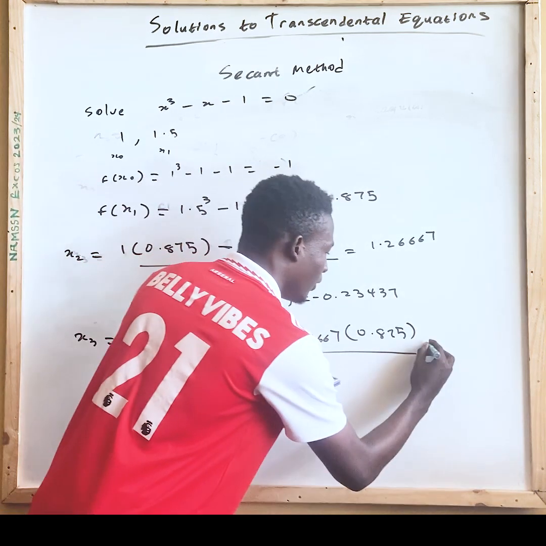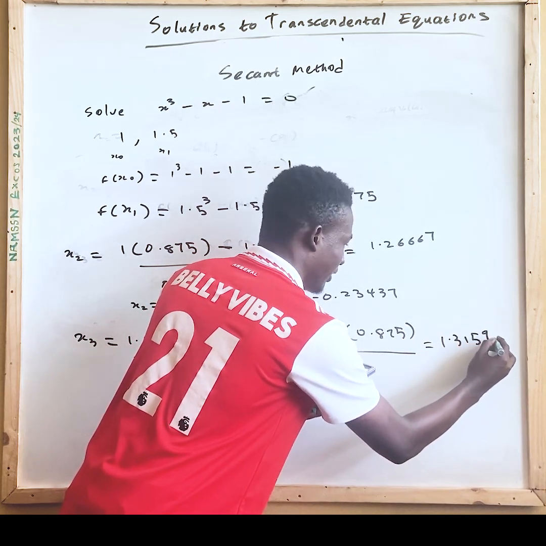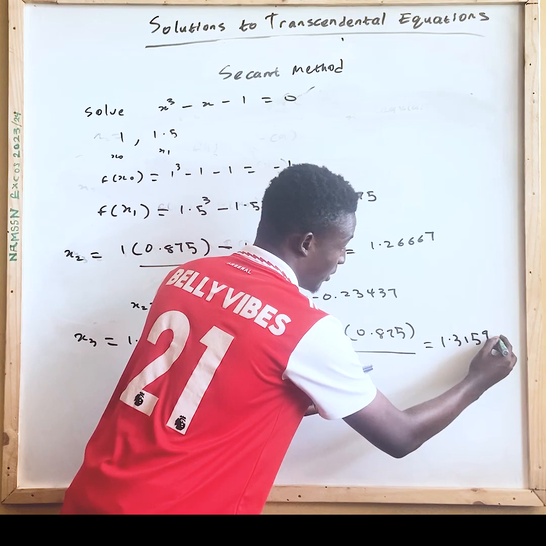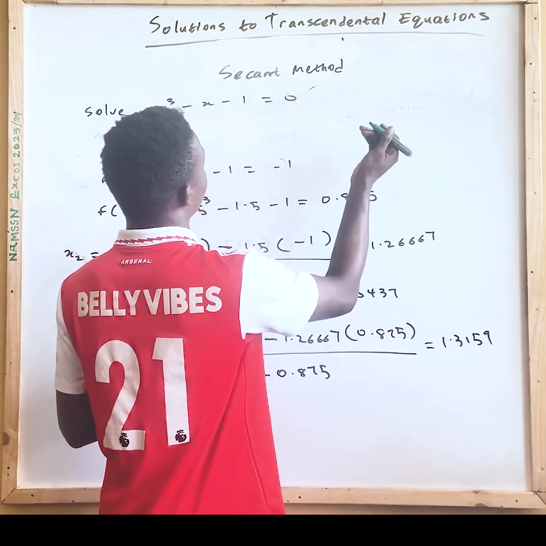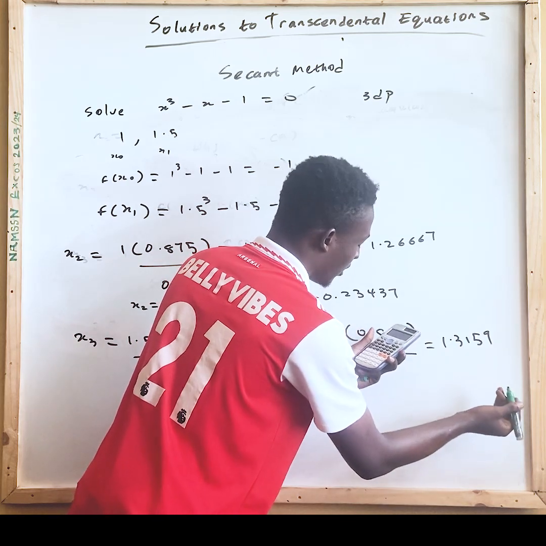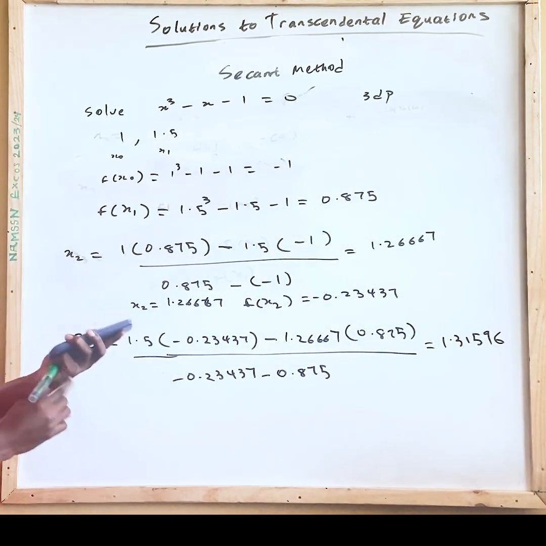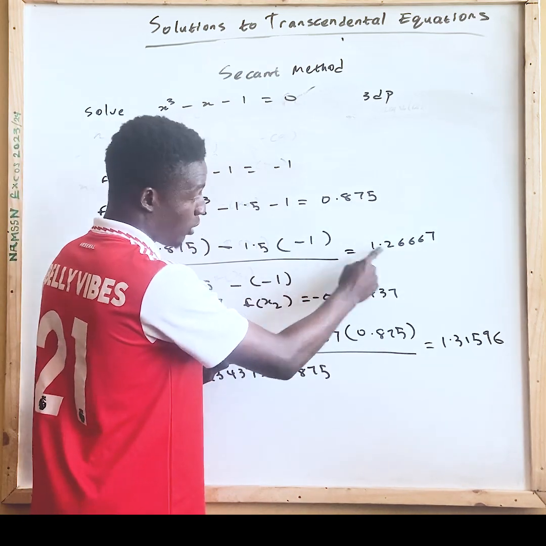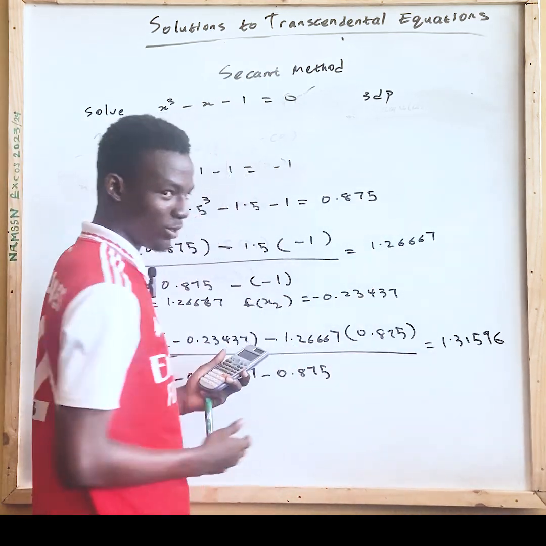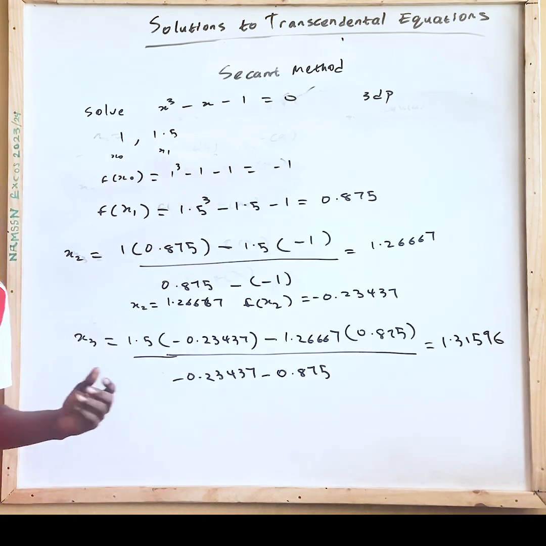Good. So I'm having 1.3159. Okay, let me add one more decimal place. Let's say our answer is to be in 3 decimal places, so let me add one more, 6. Now, what do you notice? You notice that from 1.2 I'm going to 1.3. This is just the second iteration, so I'm not expecting to make a mistake in the second iteration.